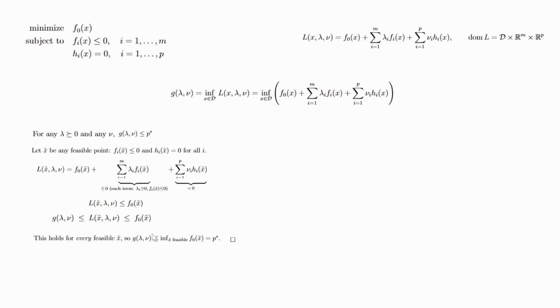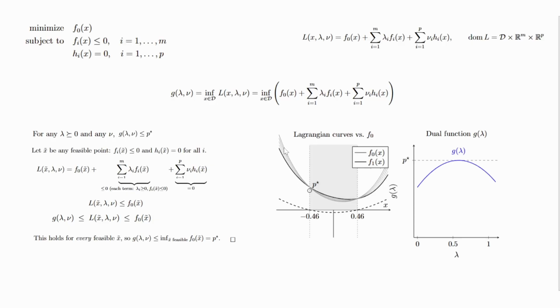Okay, so the geometry here is worth looking at. Each curve on the left plot is a Lagrangian L(x, lambda) for a fixed lambda. Now, as we vary lambda, we trace out different lower bounds, right? The dual function on the right records the minimum of each Lagrangian curve as a function of lambda. And you can see it's concave. And so it always stays below p*.